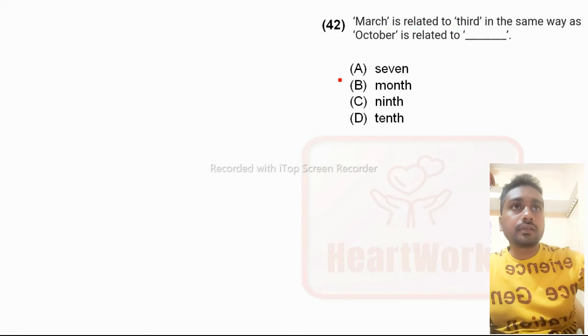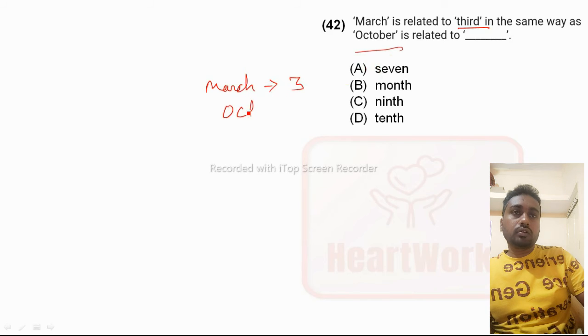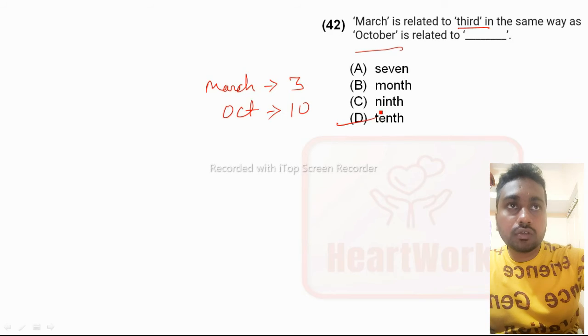Okay. Next, March is related to third. Okay, the March, we are right, third only. Like that, October, which month is it? 10th month. So option D is the right answer.